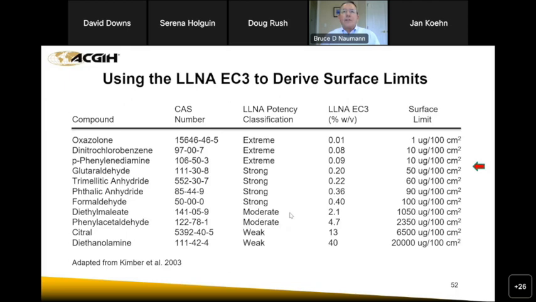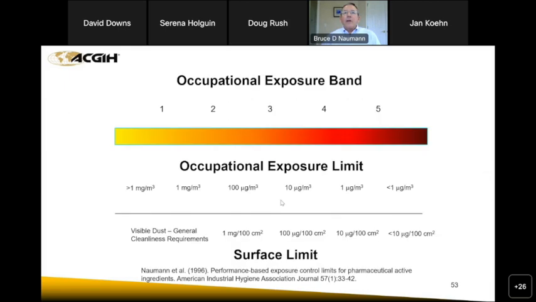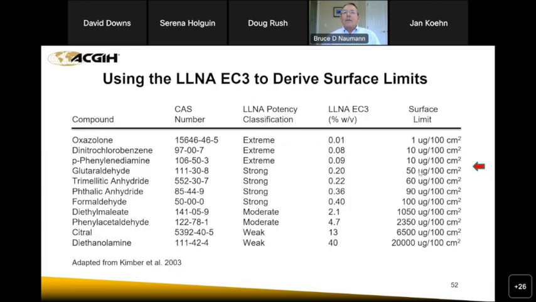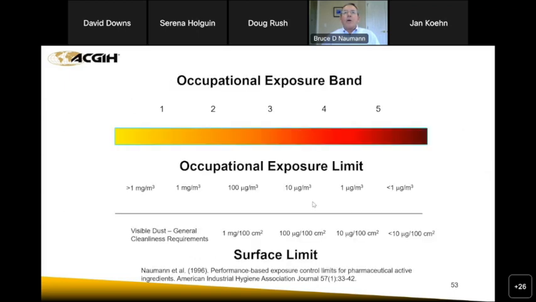You start out with the EC3 values here, and they range from 0.01 down to 40. So potent sensitizers down to weak sensitizers. And this particular one ended up between 10 and 50. So it would be considered a pretty strong sensitizer. But if you go a little bit further down, you're quite a bit below the surface, the visual limit, right? And so, armed with this information, you can say, okay, my compound is 25 micrograms per square centimeter. How does that line up with the level of control that would be required to achieve that level based on past experience?